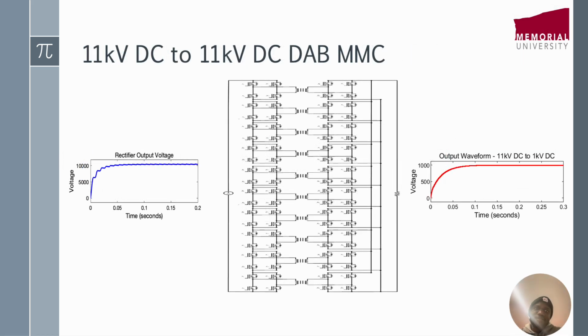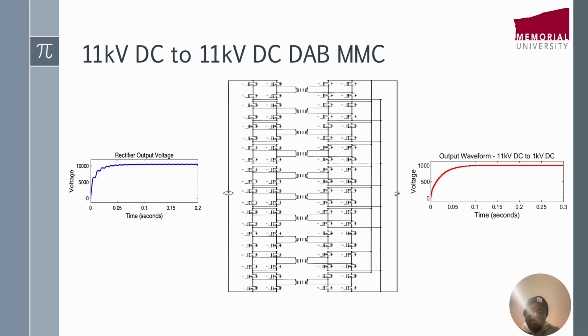So this is a circuit showing an 11 kV DC to 11 kV DC DAB multi-module converter. The interesting thing about the dual active bridge converter is that it enables bidirectional flow of power. And this is achieved by the phase shift that is specified between the input and the output side.